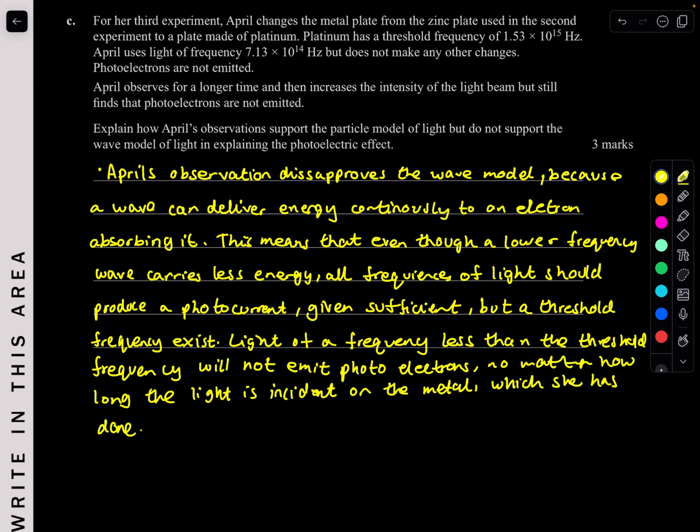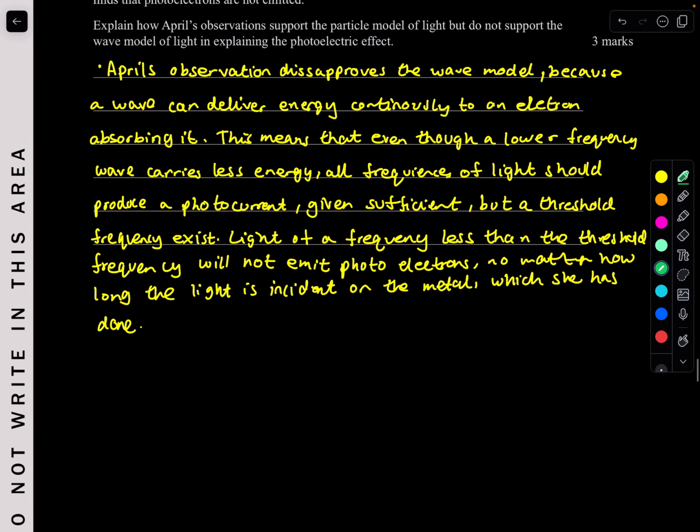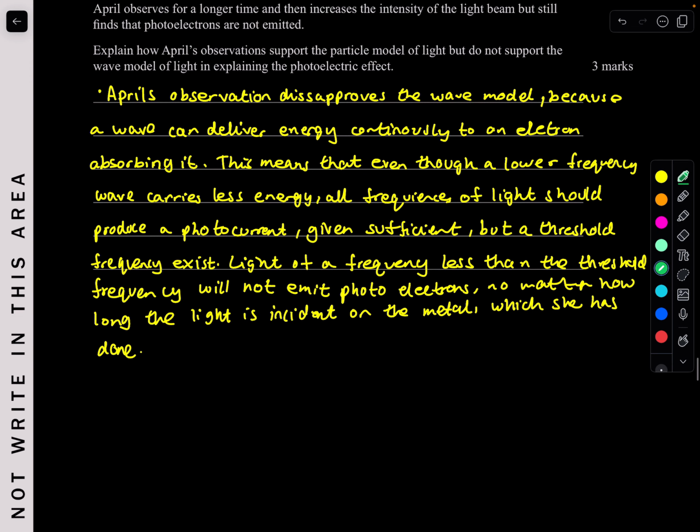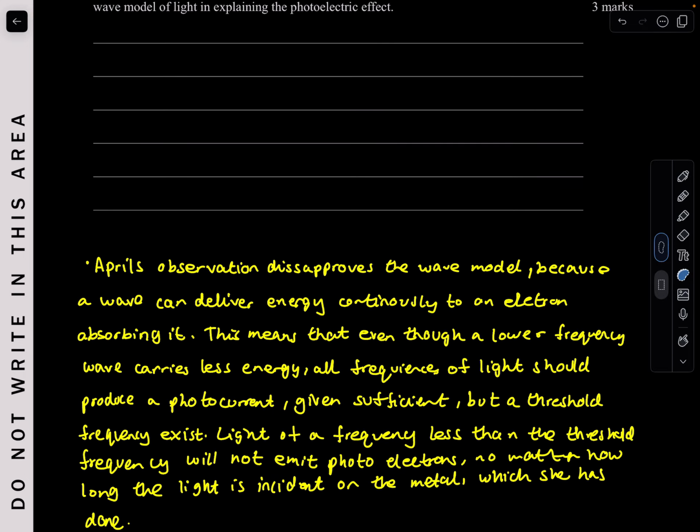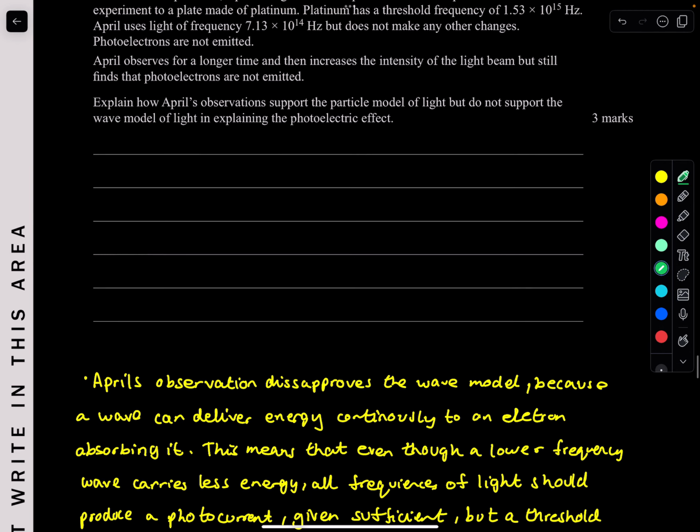So we've gone into this deep analysis of why it doesn't work, because the wave model doesn't support it. Now we're going to talk about how the particle model supports it. Let's write it in a different color. I'm going to put this down and bring this here. Alright, I'm going to write the next part, which is how the particle model supports it.